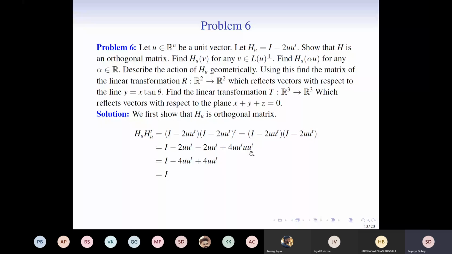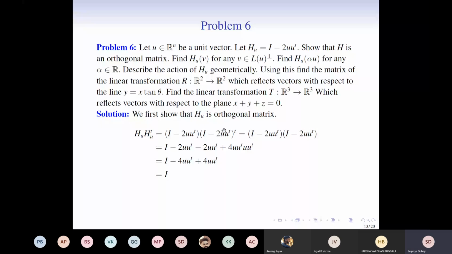Once we get this, the minus 2 contributes to minus 4 U U transpose, and this gives us 4 U U transpose. Please note here that U is a vector in Rn, which is not an arbitrary vector. It turns out to be a unit vector, because of which U transpose U is exactly equal to 1. It gives us this, and these two terms go away to give us the identity. Similarly, you can show that HU transpose times HU, which is more or less the same calculation, will also turn out to be the identity. Therefore, HU is an orthogonal matrix.